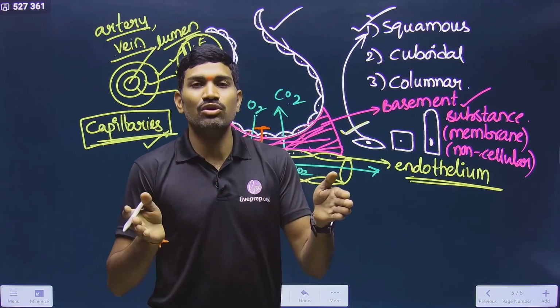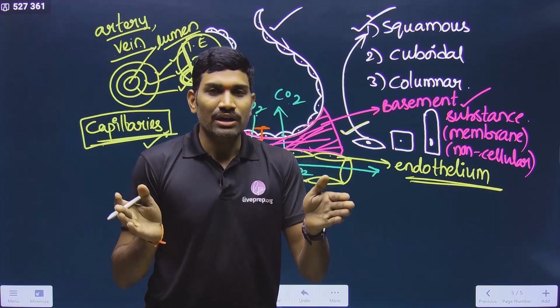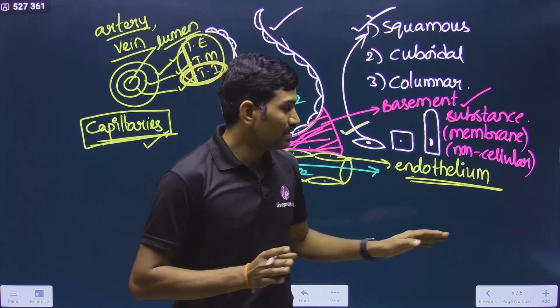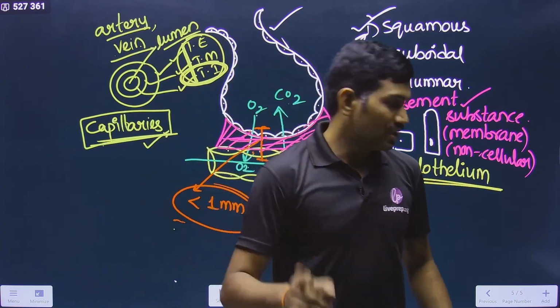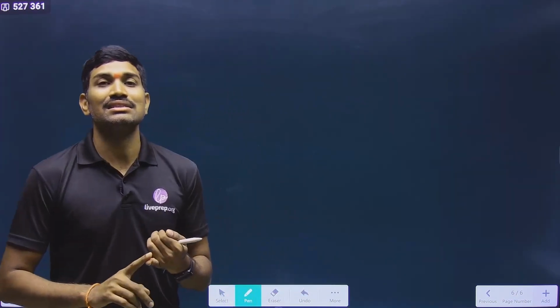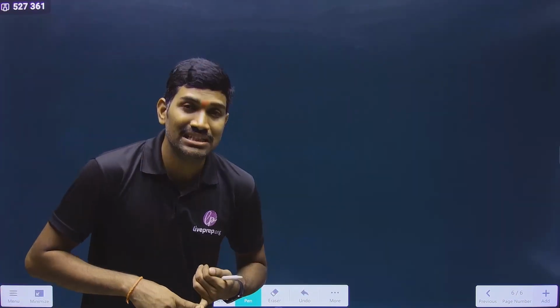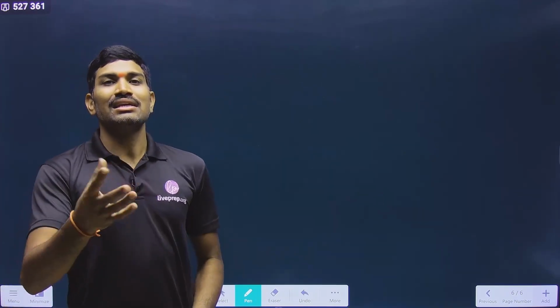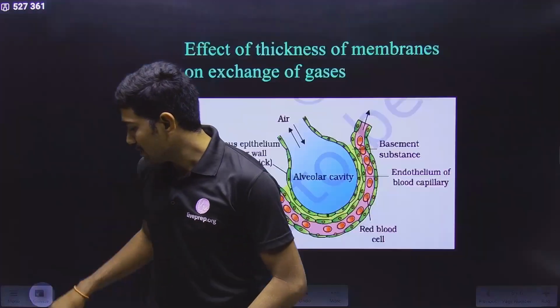If the thickness is more, diffusion of gases will be slow. If the thickness is very less, diffusion of gases will occur very quickly. So with this, the concept is completed. In this way, overall three factors we studied: pressure difference, or concentration difference, or pressure gradient is important. Second one, solubility of the gas, and the third one is thickness of the diffusion membrane. So these are the three important factors.